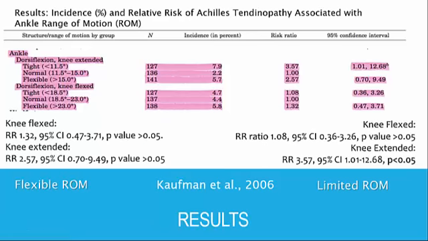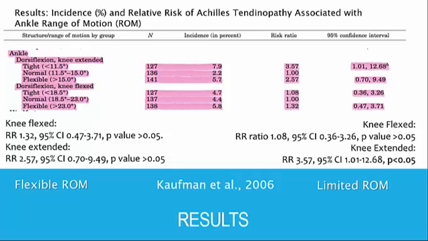Results are presented as risk ratio point estimates, with 95% confidence intervals. As seen from the above data, having a normal ankle range of motion, knee extended or flexed, does not increase the risk of developing Achilles tendinopathy. The risk ratio is 1.00 and the p-value is greater than 0.05.